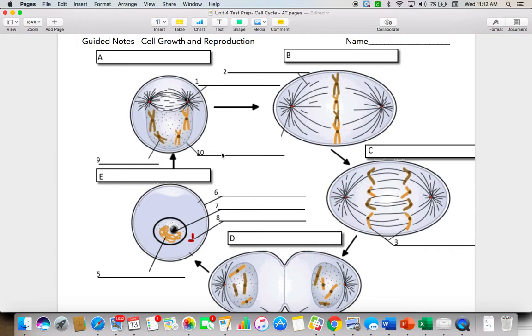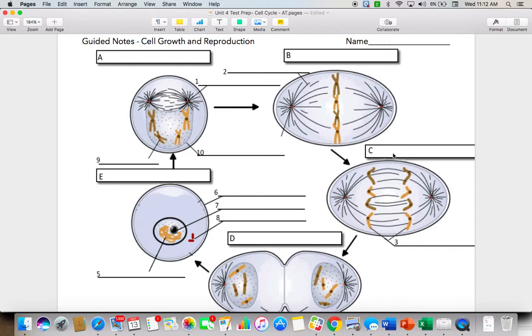Number 10 is pointing to the nucleus or nuclear membrane, if you want to be very specific. But all the space inside where you see the little dots, that would be the nucleus. Number 1 is the centriole. And then over here in the next cell, which is B, B is in metaphase. Number 2 is pointing to spindle fibers. Remember, during metaphase, the chromosomes line up in the middle.